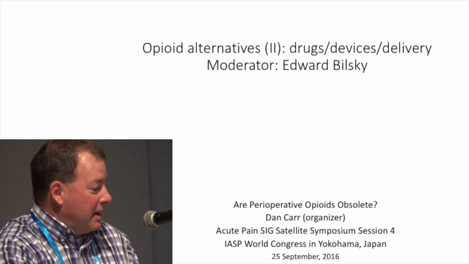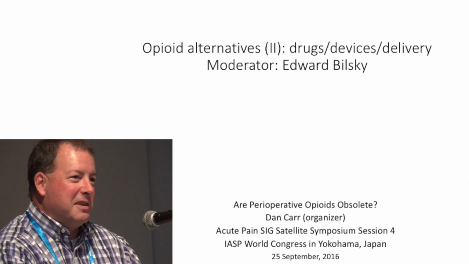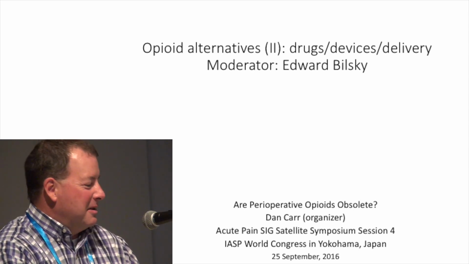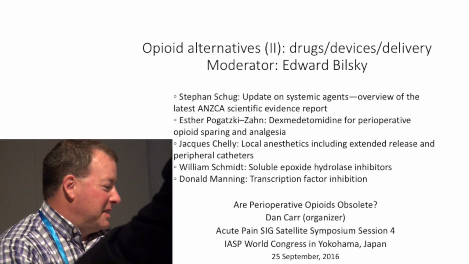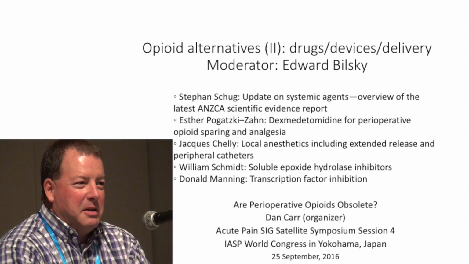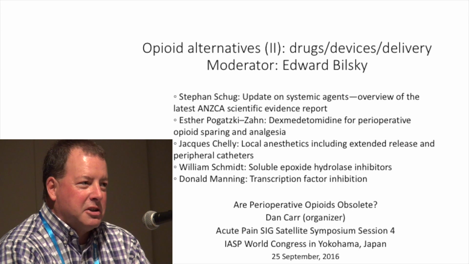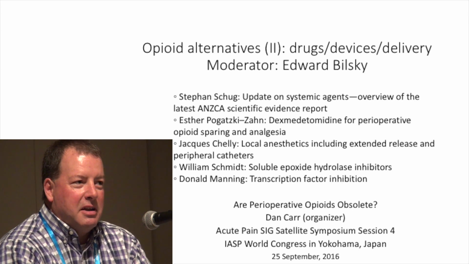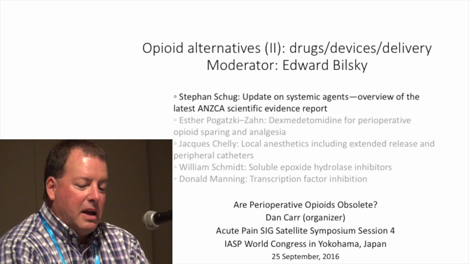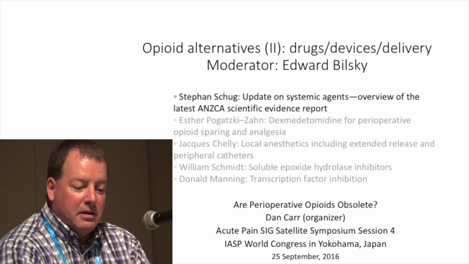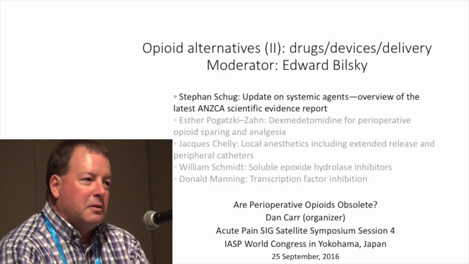I did find out that I have control here with timers, lights, and sound. So I'm going to give each person 15 minutes and a 3-minute wrap-up. That should keep us to roughly about 20 minutes each with questions after each talk. And then we should have some time at the end to sum it all up or start the next session a little bit early. So with that, I'd like to introduce Stephan Schug. He's going to be giving us an update on systemic agents for treatment of acute pain.